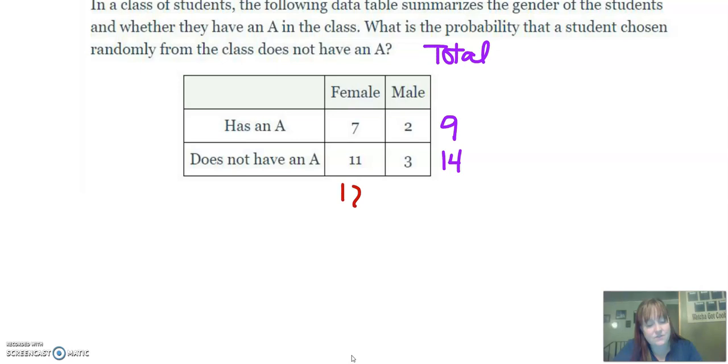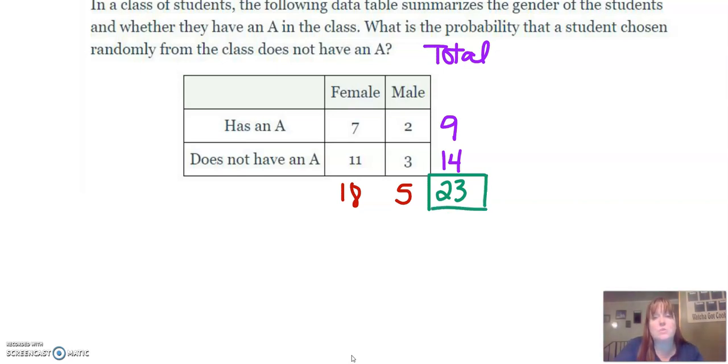Then let's figure out how many females. There were 18 females and there were 5 males. Now let's make sure that these add to the same numbers. 9 plus 14 is 23, and 18 plus 5 is also 23. So it looks like we asked 23 people, and we found all of these things.